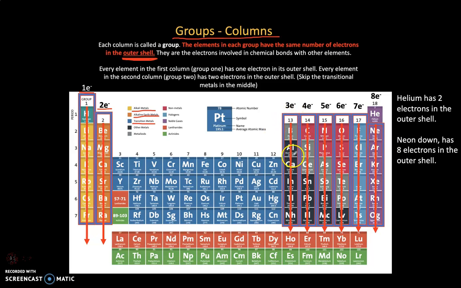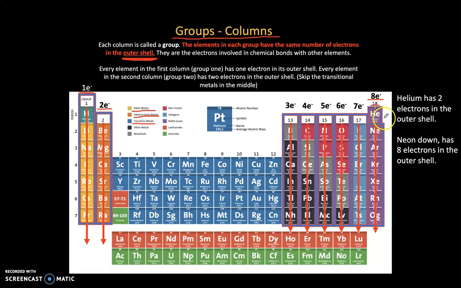But the 13th group, or third group, depending on which periodic table you're looking at, has got 3 electrons, then 4, 5, 6, 7, 8, all the way to the end of the periodic table. So the 18th group, or the 8th group, depending on which periodic table you're looking at, are your noble gases. These elements are stable. They've got a full set of electrons in their outer shell, so they are not reactive. From neon down, they've got 8 electrons in their outer shell, so they're happy with what they have. They want to keep 8 electrons in their outer shell, so they're not particularly reactive.